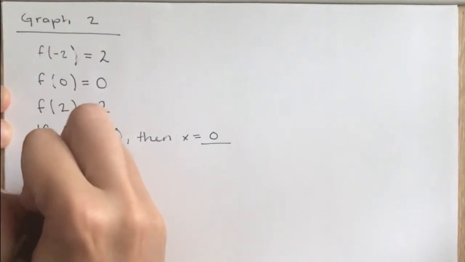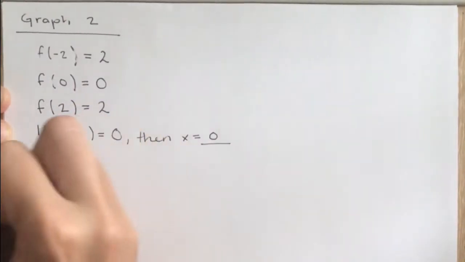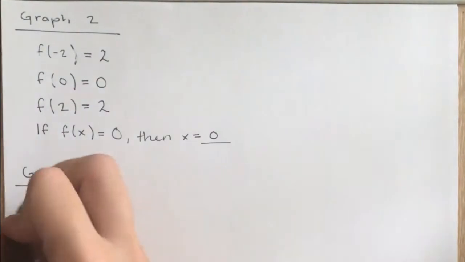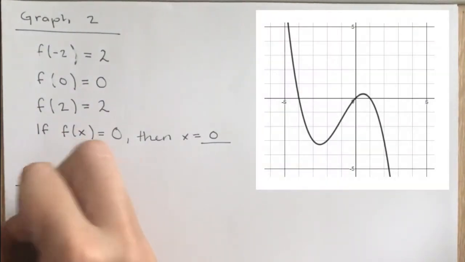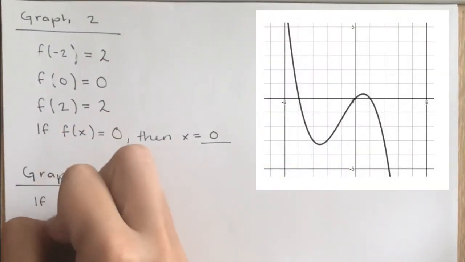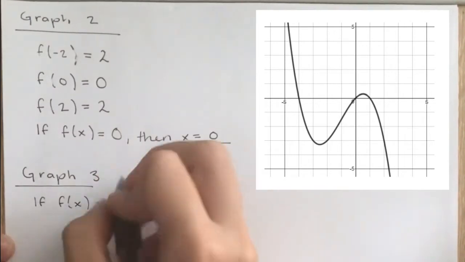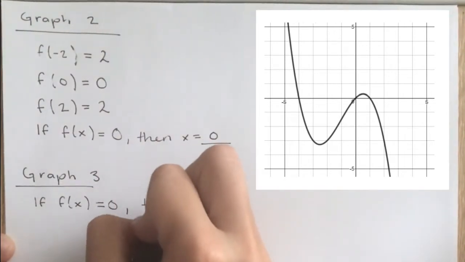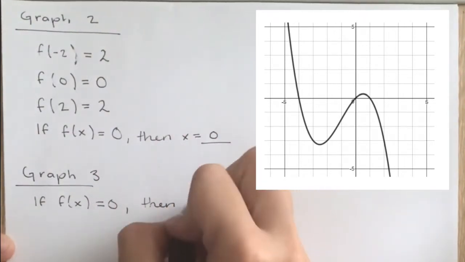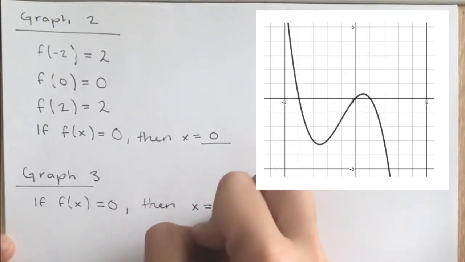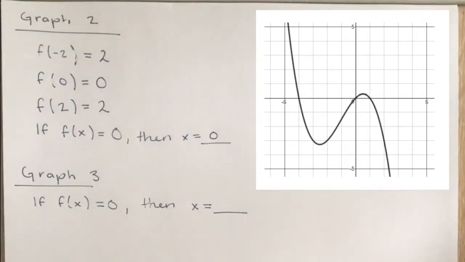I want to look at the last part of graph 3. The last question is asking if f of x equals 0, then x equals what? So let's look at this one again. Where is y 0? Well, y is 0 at all the points along the x-axis, right? Those are all the points where y is 0.